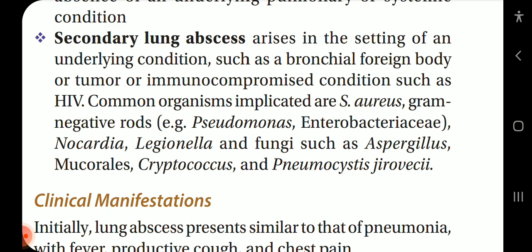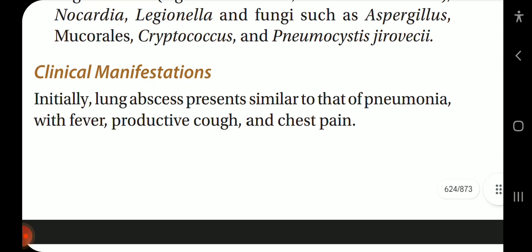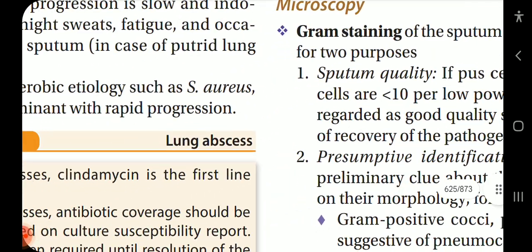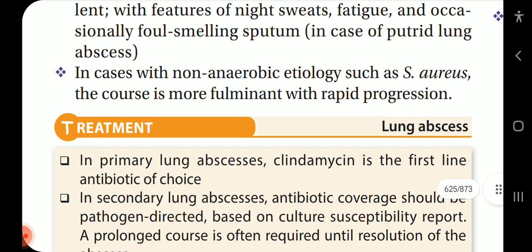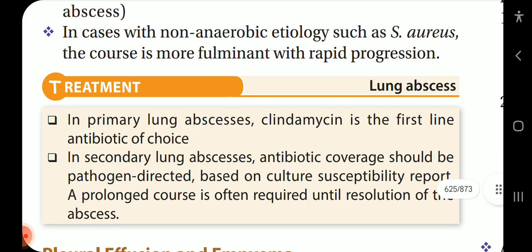Clinical manifestation. Initially, lung abscess presents similar to pneumonia with fever, productive cough, and chest pain. In anaerobic etiology, progression is slow and indolent with features of night sweats, fatigue, and occasional foul smelling sputum in case of putrid lung abscess. In case of non-anaerobic etiology such as Staph aureus, the course is more fulminant with rapid progression.